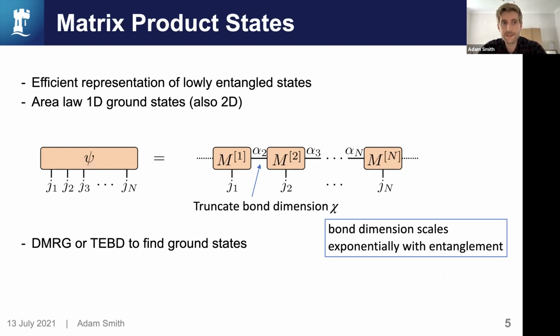So these came about and are useful because they are efficient representations of lowly entangled states. And this is useful because ground states are typically lowly entangled. So we have the area law in 1D and also higher dimensions, which means that the entanglement doesn't grow with the system size. In 1D, in fact, it is constant with system size. It's determined only by the correlation length. And so this means that the entanglement is low.